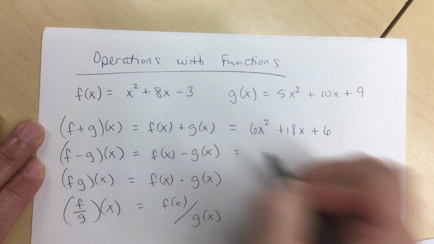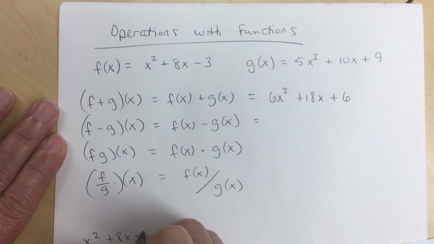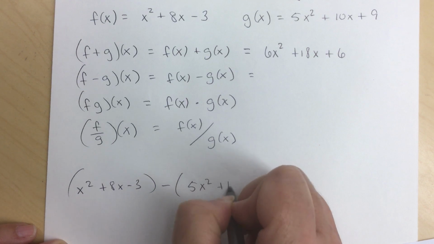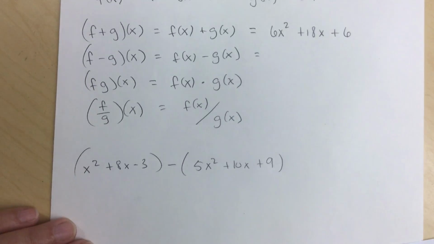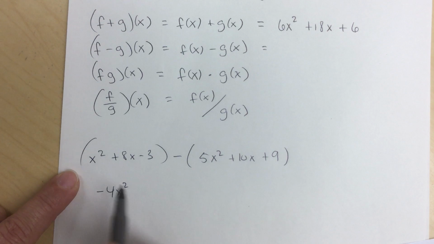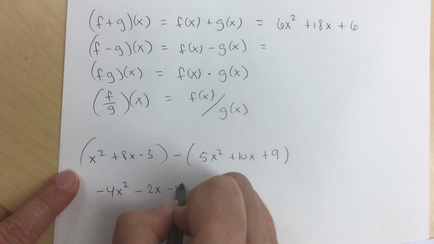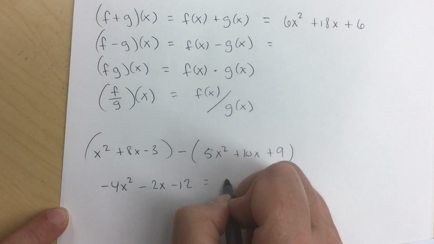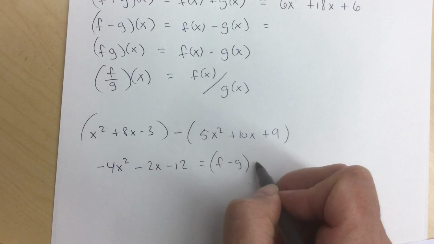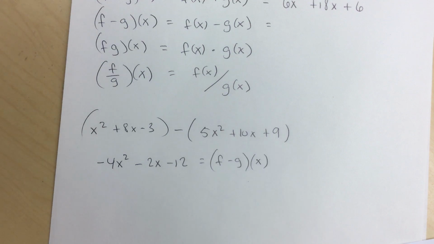If you're subtracting, then you have to make sure, let me actually write this out down here, because it would be x squared plus 8x minus 3 minus the whole function 5x squared plus 10x plus 9. So this is x squared minus 5x squared, so negative 4x squared. 8 minus 10 is negative 2x, and negative 3 minus 9 is negative 12. So that is f minus g, or it could be f minus g of x. Just be careful that you subtract everything in that parentheses.